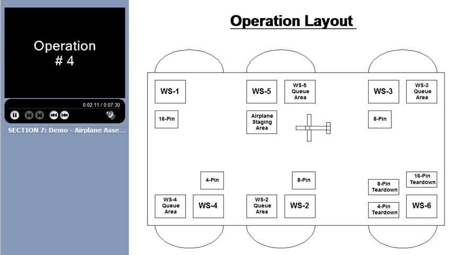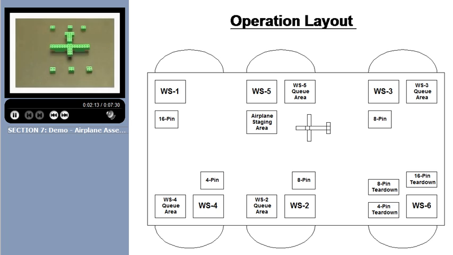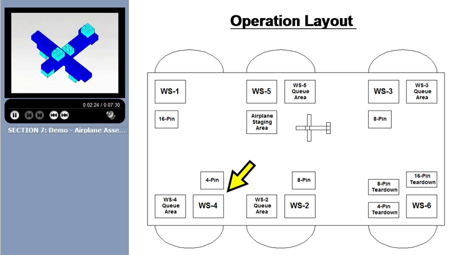Operation 4 requires 6 4-pin blocks of raw materials. These are assembled at Workstation 4. The operator installs the under section of the nose, installs the fuselage, adds the cockpit, the rest of the tail, and the wheels.